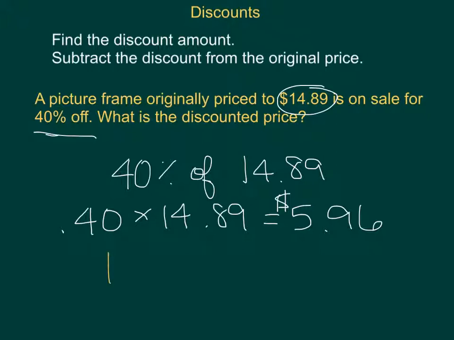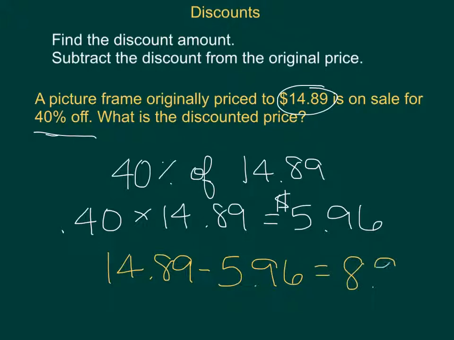So you're going to take $14.89 and you're going to subtract the $5.96, which will give you $8.93. So if it's 40% off, when you get to the register, you would be paying $8.93.